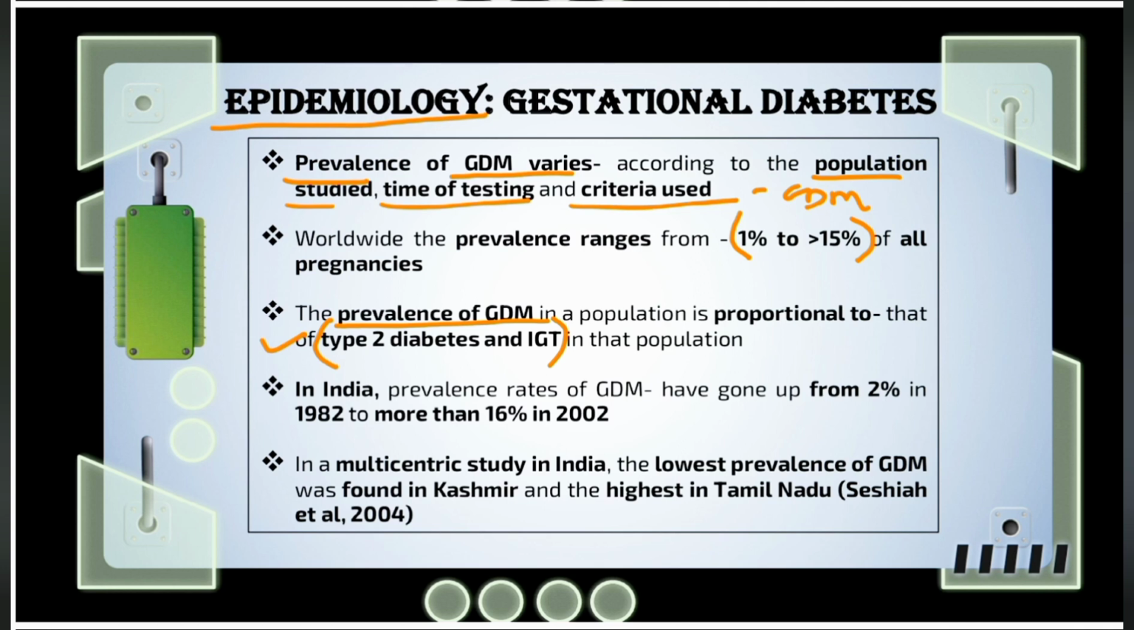In respect of India, the prevalence rate of gestational diabetes mellitus has gone up from 2% in the year 1982 to more than 16% in the year 2002. In a multi-centric study in India conducted by Seshiah et al. in the year 2004, it was found that among all the states of India, the lowest prevalence of gestational diabetes mellitus was found in Kashmir. However, the highest prevalence of GDM was found in Tamil Nadu.